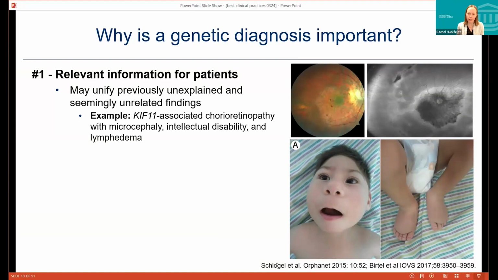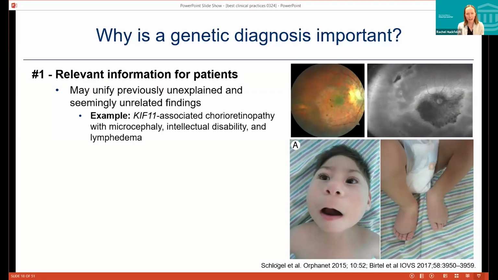And to highlight that, there's a very specific appearing chorioretinopathy that, as shown in the pictures on the right, can be accompanied by microcephaly, by swelling or lymphedema in infancy, and intellectual disability. And it turns out there's a gene that goes with this constellation, recognized maybe about a decade ago. And a number of years ago, I saw a patient, recognized what this was, confirmed it with genetic testing, and it was just this relief for the parents of this adult.